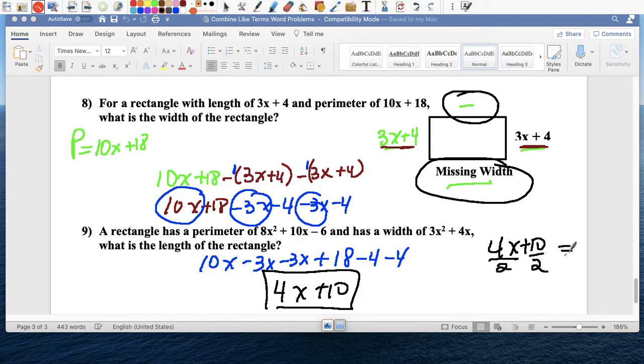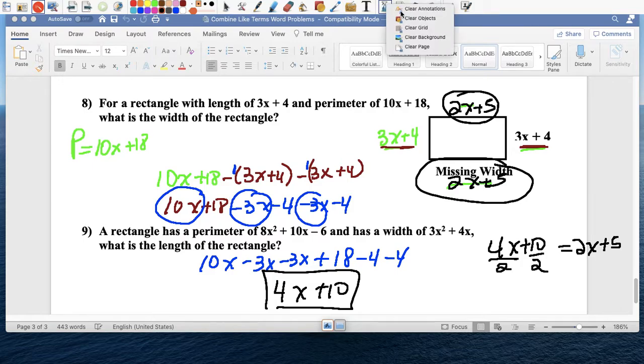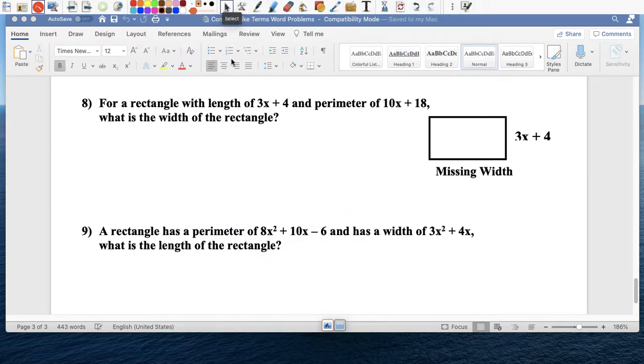What's 4 divided by 2? 2x. Plus, what's 10 divided by 2? 5. So that means that this is 2x plus 5, and this is 2x plus 5. Okay.